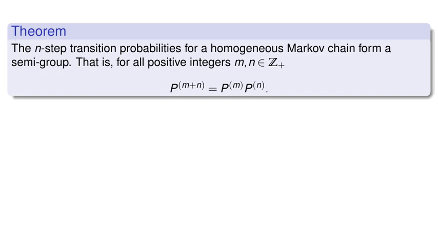Now let's consider a theorem. The n-step transition probabilities for a homogeneous Markov chain form a semigroup, that is, for all positive integers m and n in ℤ₊, the m plus n step transition probability matrix equals the m step transition probability matrix times the n step transition probability matrix.